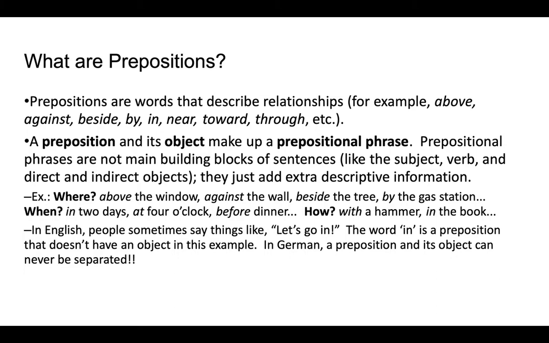We also sometimes in our informal speaking like to separate a preposition and its object. For example, if you say, this is my friend that I play soccer with. The with goes with my friend, but I have separated those two things in my sentence. In German, a preposition and its object can never be separated. So to unseparate those two things in the English example that I gave, you would have to say something like, this is my friend with whom I play soccer.